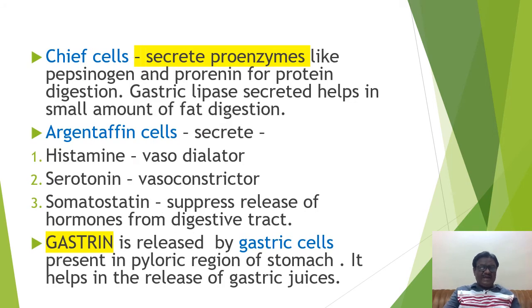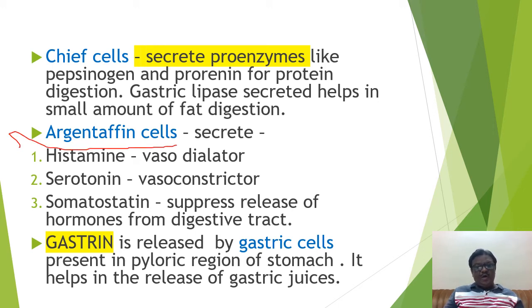Now another type of cell is the chief cell. The chief cell secretes the proenzymes pepsinogen and prorenin for protein digestion. Gastric lipase is secreted in small amounts and helps in fat digestion. Now all these 3 cells present in the gastric gland are responsible for digestion. But there is another type of cell, the argentaffin cells.